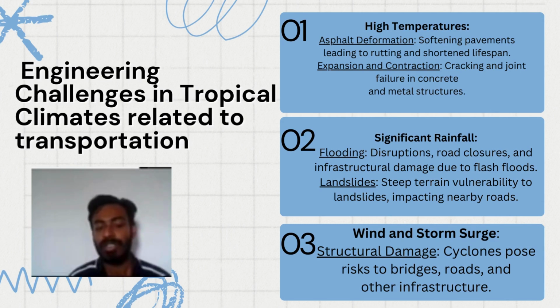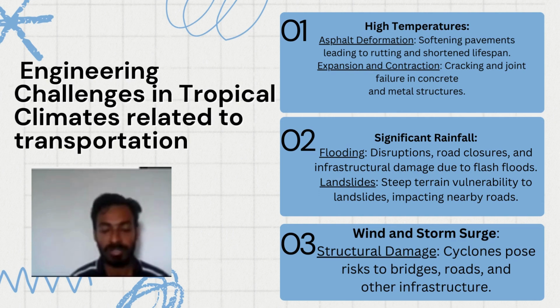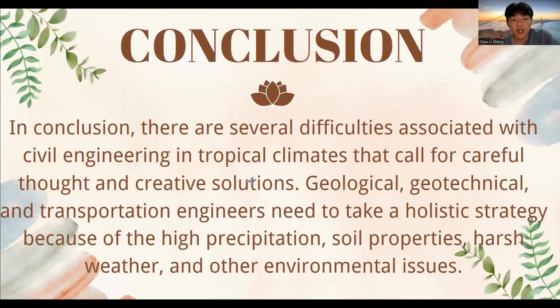The other one is structural damage. Cyclones pose risks to bridges, roads, and other infrastructure. For the conclusion, there are several difficulties associated with civil engineering in a tropical climate that call for careful thought and creative solutions. Geological, geotechnical, and transportation engineers need to take a holistic strategy because of the high precipitation, soil properties, harsh weather, and other environmental issues.